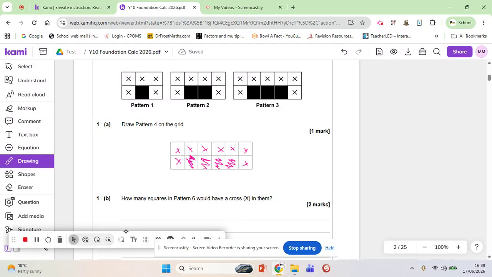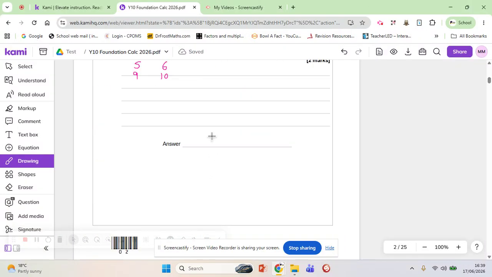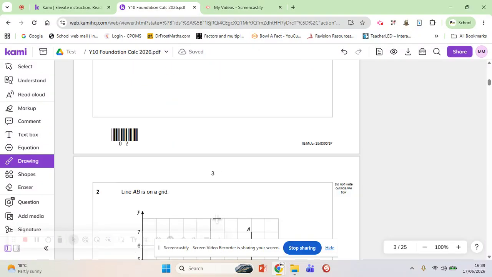How many squares in pattern 6 would have a cross? So we could either count 1, 2, 3, 4, 5, 1, 2, 3, 4, 5, 6, 1, 2, 3, 4, 5, 6, 7. So we can see that we're going up in 1, so we're expecting 8 in pattern 4. So in 5, we would expect 9, which means in 6, we would expect 10. So I'm going to put 10 down in there.